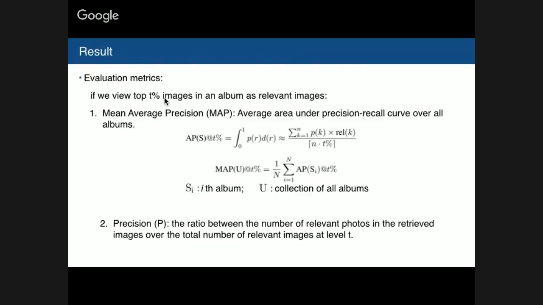The first one is the mean average precision, which is commonly used in the retrieval community. That is basically the average area under the precision recall curve over all albums. It's really complicated, but basically we want the score to be as high as possible. And second is the precision. This is the ratio between the number of relevant photos in our retrieved images and the total number of relevant images, so it's just a ratio at level T. The maximum possible value for this is 1, and we want it to be as high as possible.